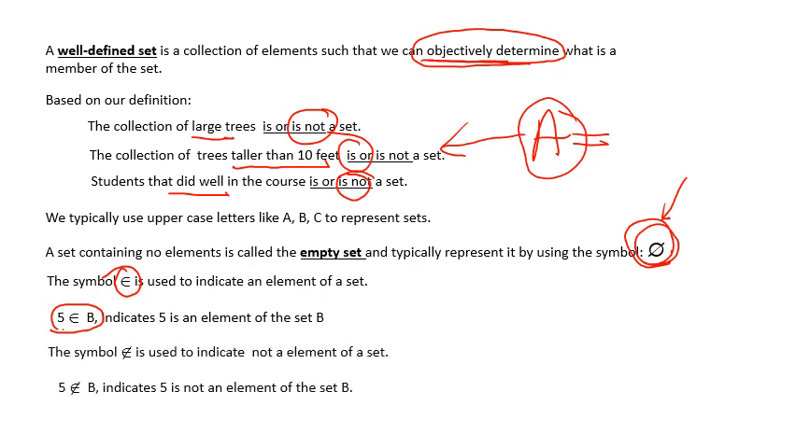The symbol for not an element, so notice we have a line through it, is used to indicate not an element of a set. So down below here, this statement would be saying 5 is not an element of B. That's the only thing, again, we can conclude. We don't know if 4 is in B. We don't know if 1 is not in B. The only thing we know is 5 is not an element of B.